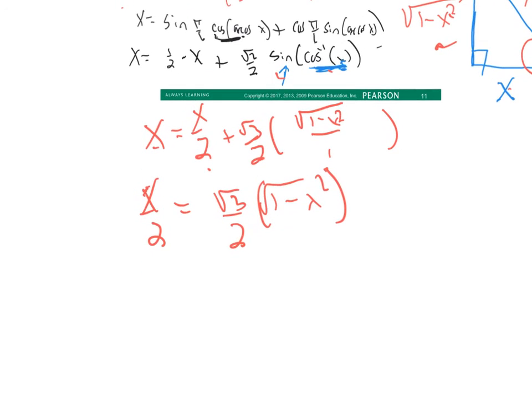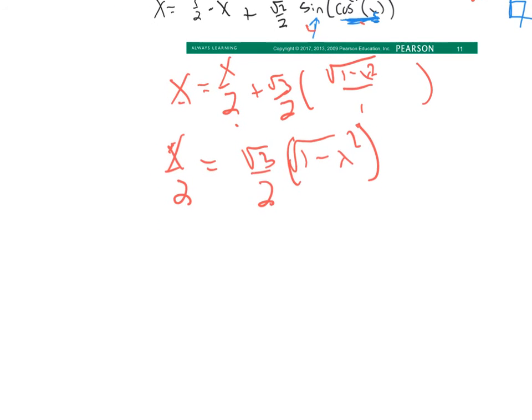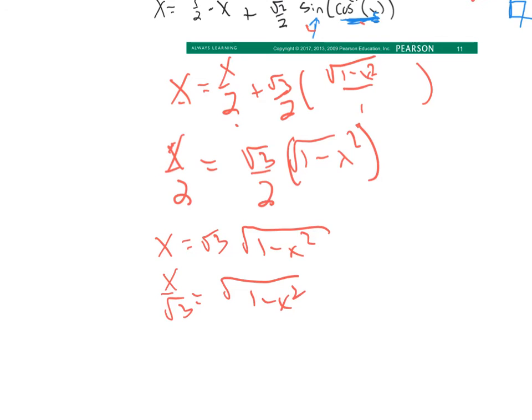Now, I'm still not done because I haven't solved it for x yet. Let me multiply both sides by 2. x equals square root of 3 times the square root of 1 minus x squared. Let me divide both sides by square root of 3. x over square root of 3 equals the square root of 1 minus x squared.